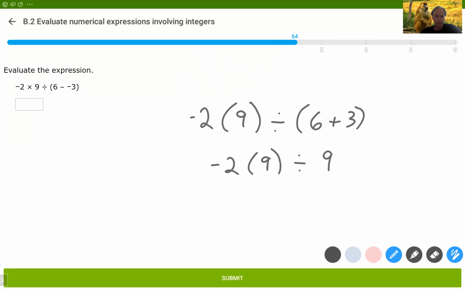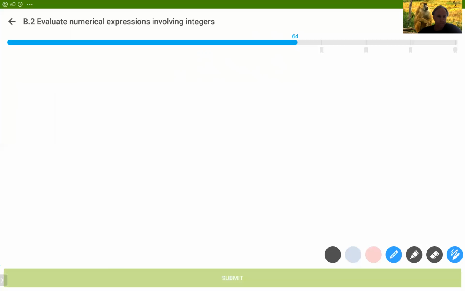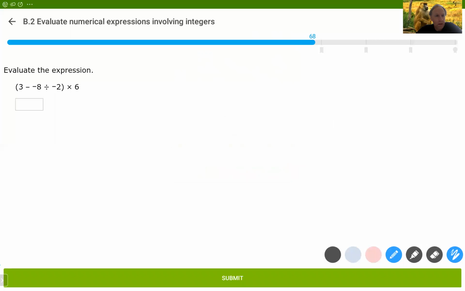Now here's where we've got a little problem. Notice that we have multiplication here and then we have division over here. It's not division and then multiplication, or multiplication and then division. You have to go left to right since they're all on the same level. So we've got negative 18 divided by 9, which is negative 2. Parentheses, we have to do this first.